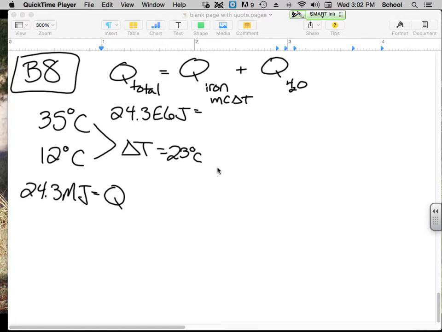MC delta T. What was the mass of the car engine? 250 kilograms. What is C of iron? 450. We just said our delta T was 23. And then we're also going to have the MC delta T of the water. Well, I don't know the mass of the water, but I certainly know that C of water is 4180, and I know it also cooled down, by the same 23 degrees.